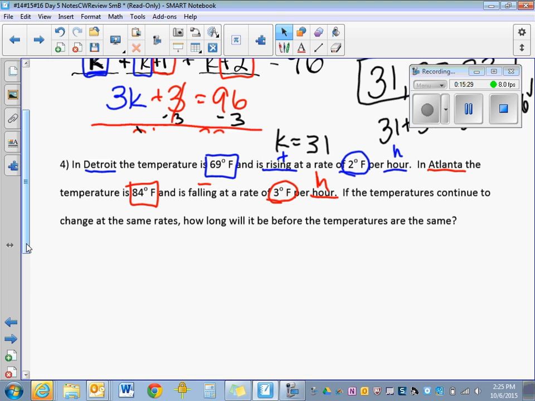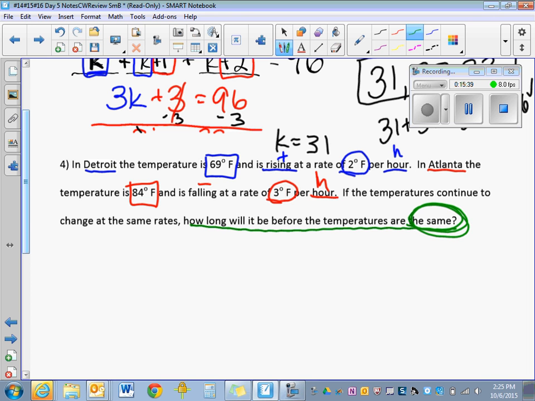Then they ask us if they continue to stay at the same rates, how long will it be before the temperatures are the same? Notice, are the same. What does that mean? Equal. When are the temperatures equal? And they want to know how long, how many hours will it take. Alright, so we've got Detroit's temperature. Detroit's temperature is currently 69 degrees, and it's rising at a rate of 2 degrees per hour.